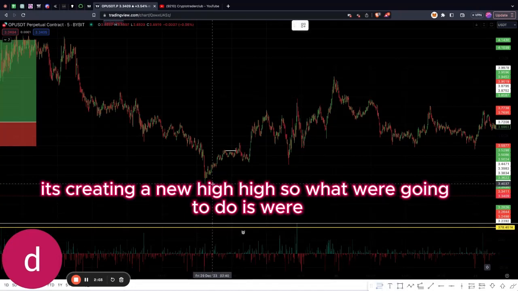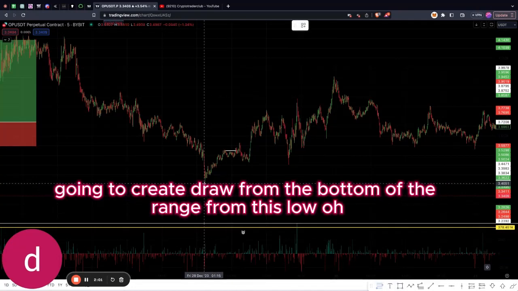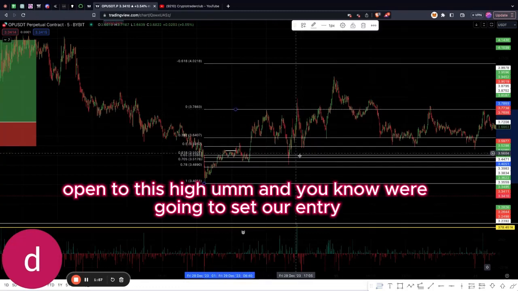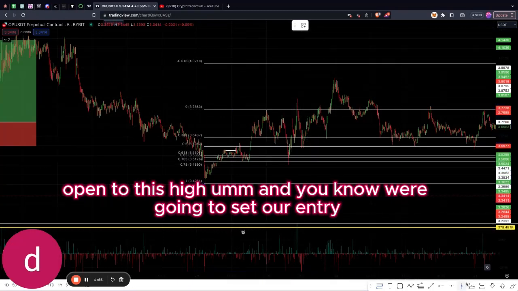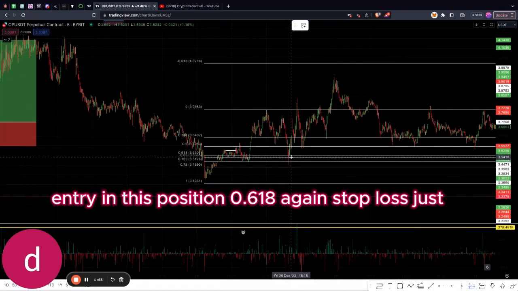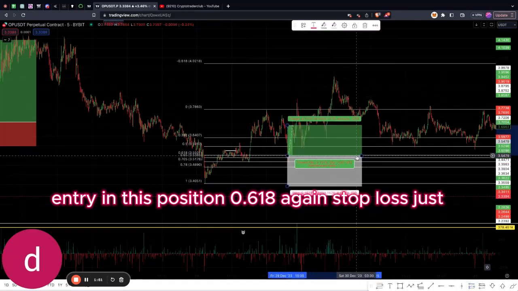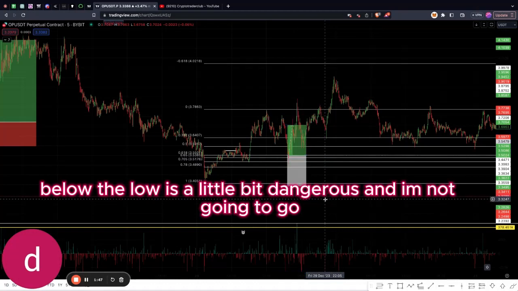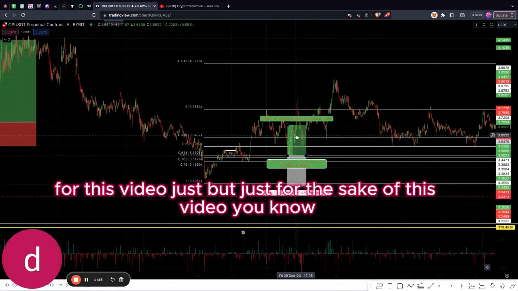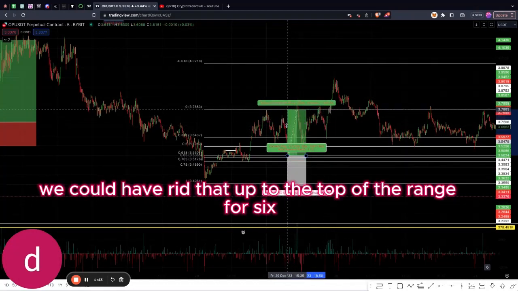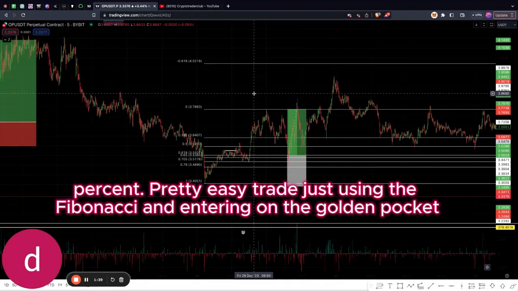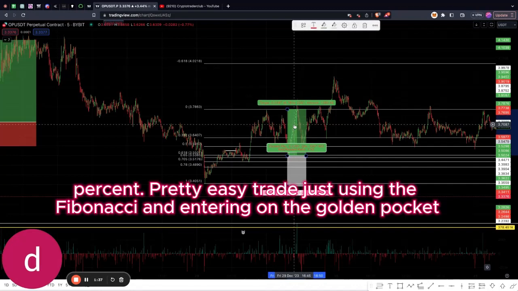So what we're going to do is draw from the bottom of the range, from this low, up into this high, and we're going to set our entry at the 0.618 again. Stop loss just below the low. It is a little bit dangerous, and I'm not going to go through that in this video, but just for the sake of this video, we could have ridden that up to the top of the range for 6%. Pretty easy trade, just using the Fibonacci and entering on the golden pocket.